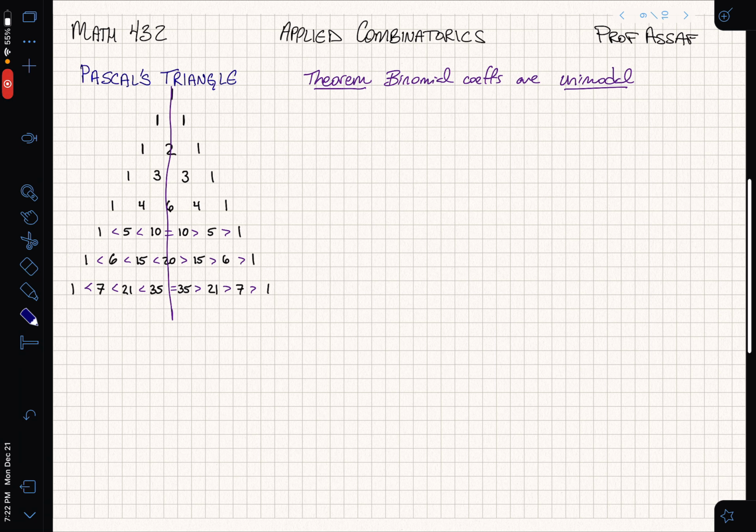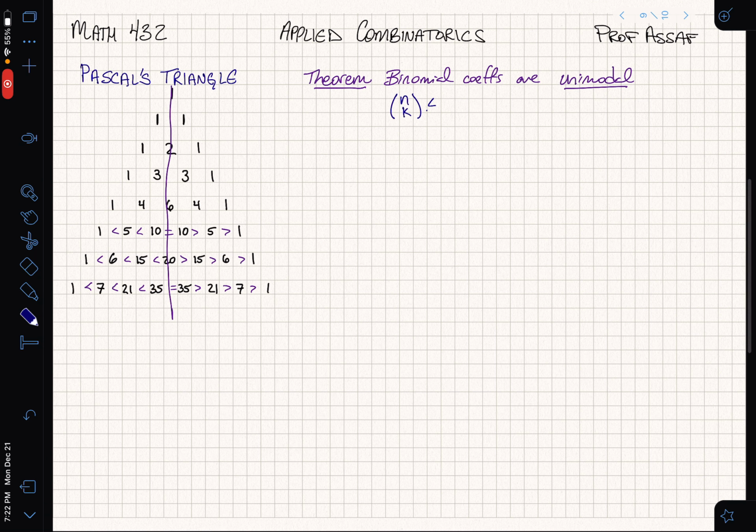I mean that n choose k is less than or equal to n choose k plus 1 up until the halfway point. So if k is less than or equal to (n minus 1) over 2, and the opposite inequality holds on the other side, if k is greater than or equal to (n minus 1) over 2. So this is the statement that we want to prove.